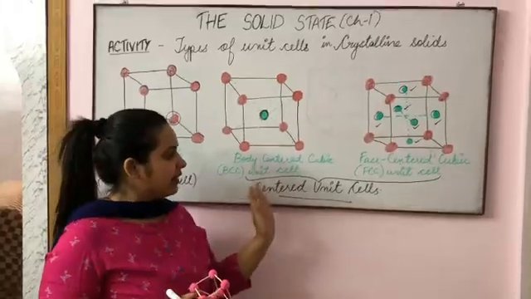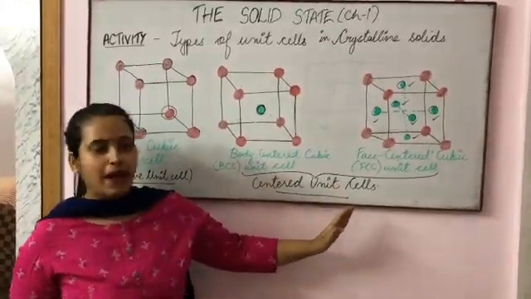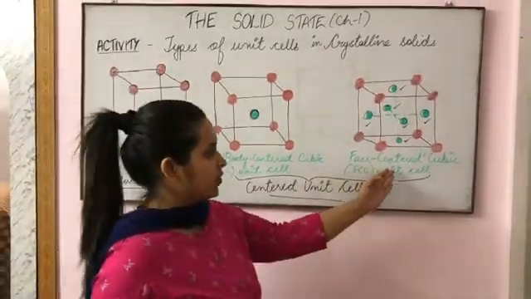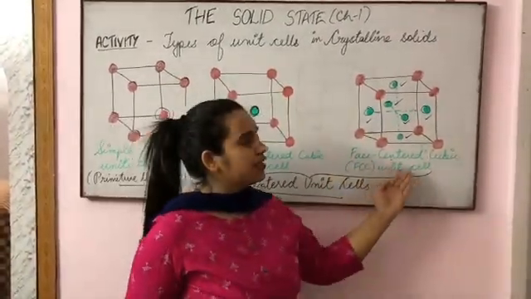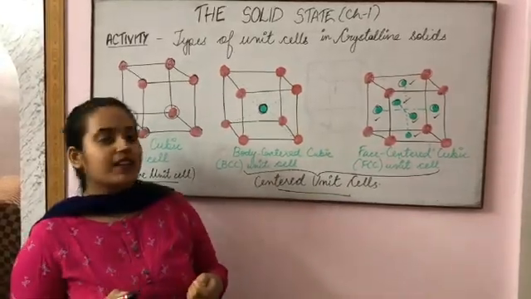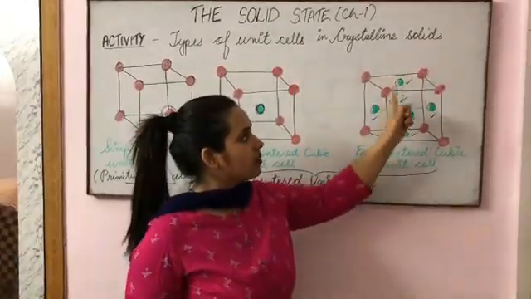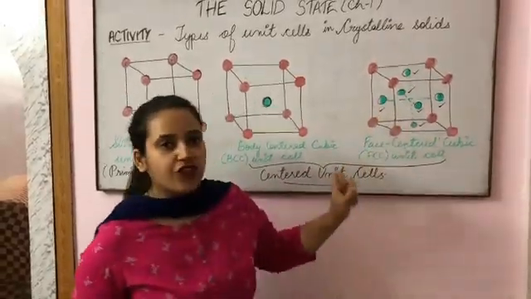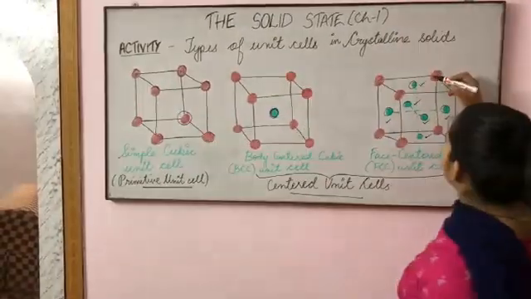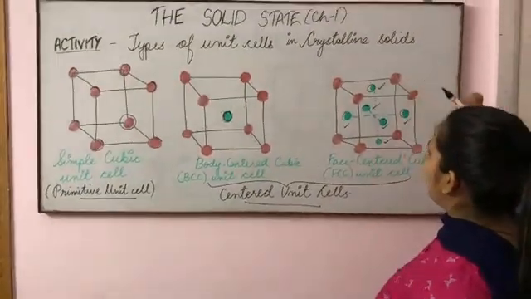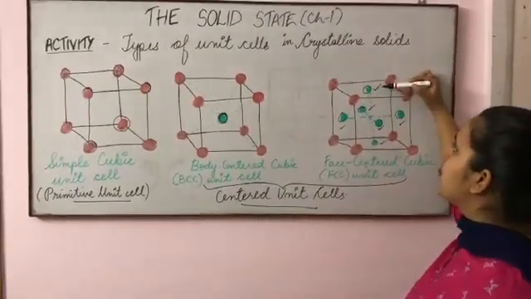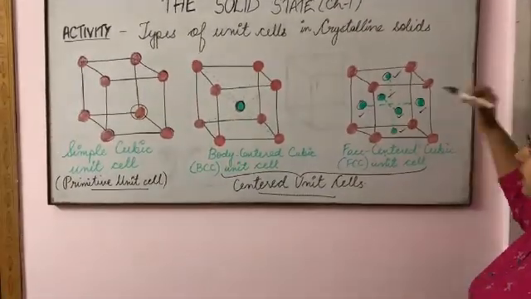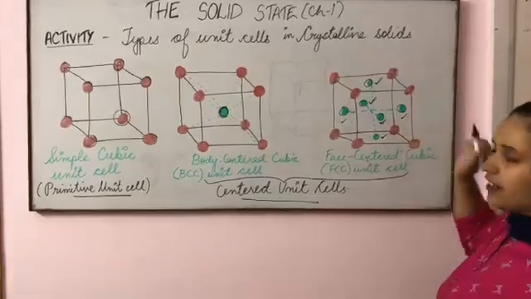The second centered unit cell we are going to talk about is the face-centered cubic unit cell. Now, as the name suggests, the face-centered cubic unit cell means the constituent particles are occupying not only the corner positions, but they are also present at the center of each face. As you can see, a constituent particle is present at the topmost face, bottom face, left face, right face, back face, and front face.